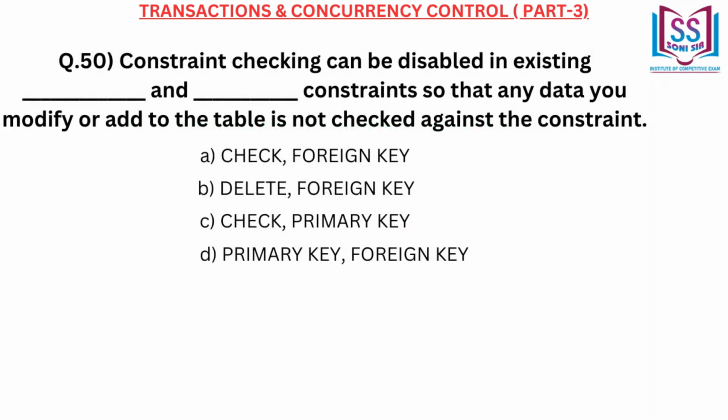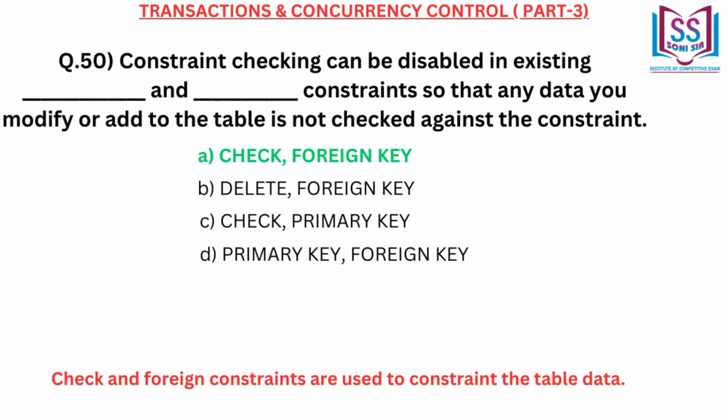Constraint checking can be disabled in existing dash and dash constraints so that any data you modify or add to the table is not checked against the constraint. A. Check and foreign key. B. Delete and foreign key. C. Check and primary key. D. Primary key and foreign key. Correct answer A. Check and foreign key. Check and foreign key constraints are used to constrain the table data.